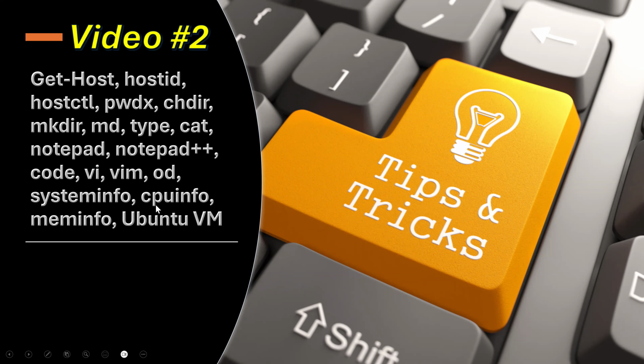So if you say cat /proc/cpuinfo, it will give you the CPU information. Similarly, meminfo is part of the pseudo file system. And these were covered also on the Ubuntu virtual machine.